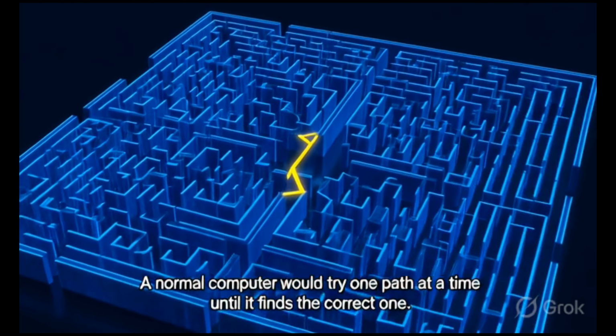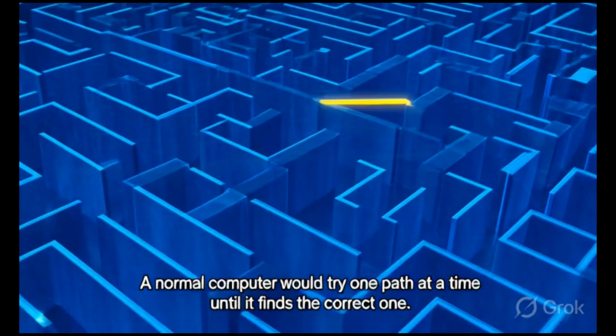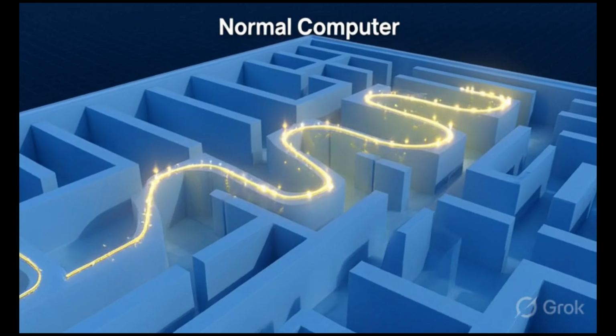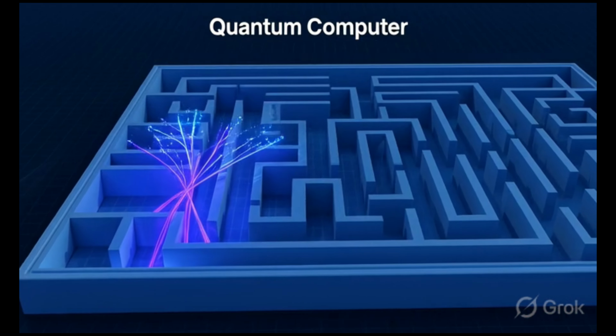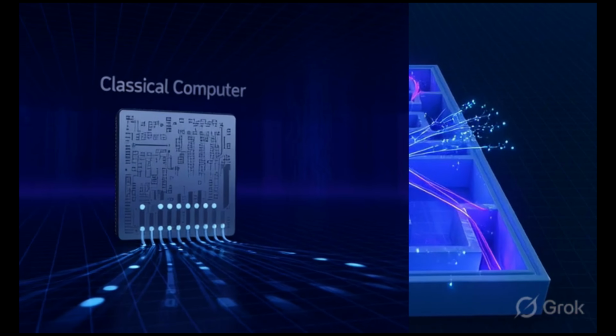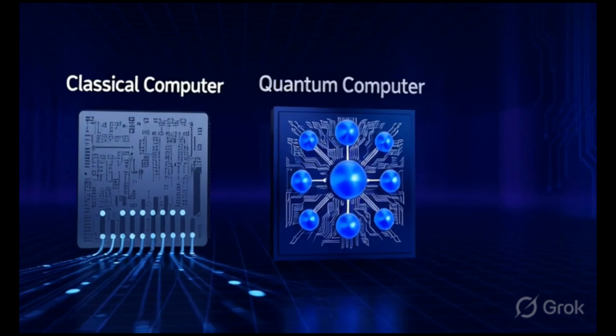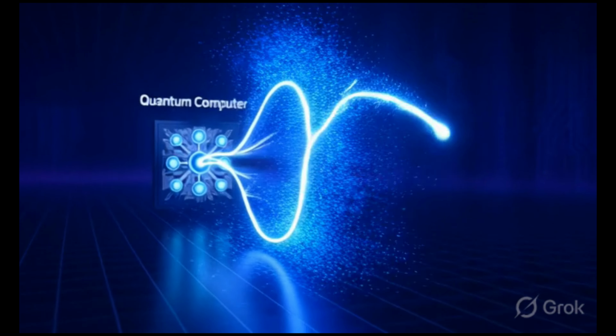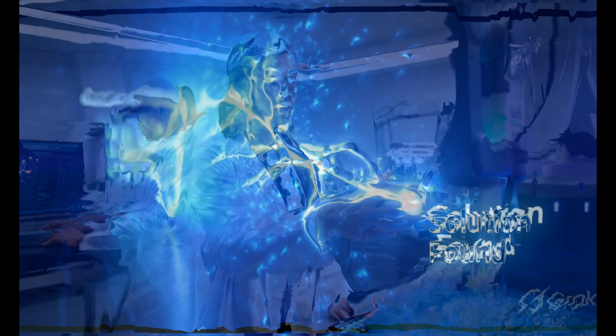For example, imagine trying to solve a massive maze. A normal computer would try one path at a time until it finds the correct one. But a quantum computer can explore many paths at the same time, making it much faster at finding the solution. This power makes quantum computers useful for solving very complex problems.